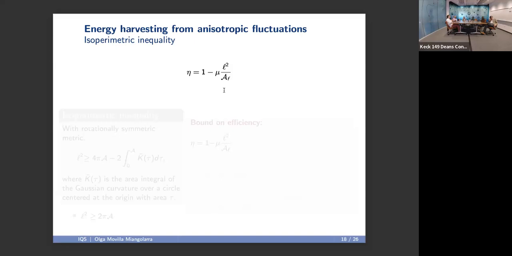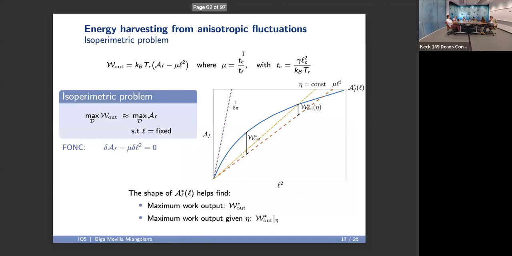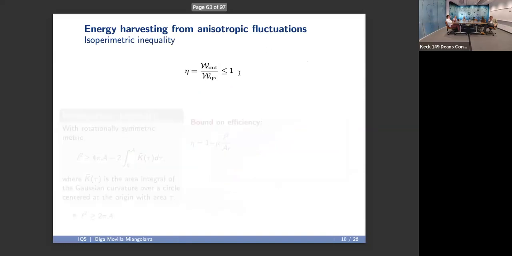Now, in a similar spirit to when we were minimizing entropy, we also want to bound efficiency so that we can account for this finite time, because this one bound didn't really account for the fact that we're working in finite time. So we want to account for that. And can you remember what mu is? I forgot what mu is. Yeah, so mu is this ratio between the characteristic time of our system and tF. So this is going to be extremely important right now.